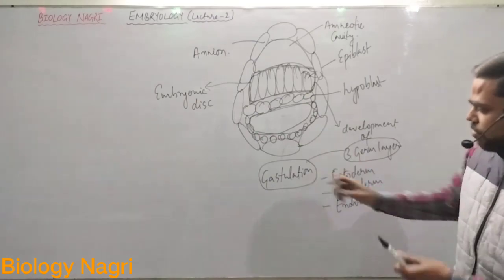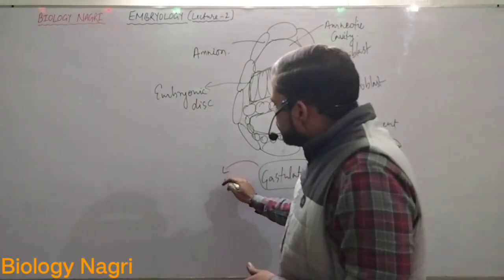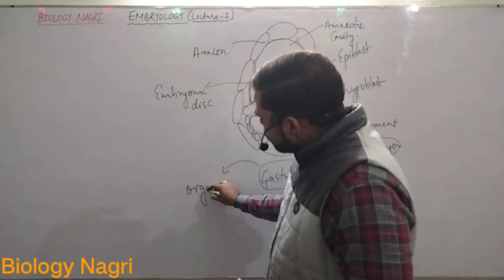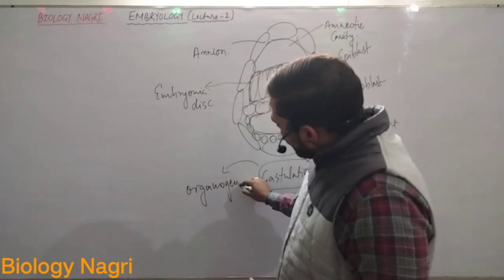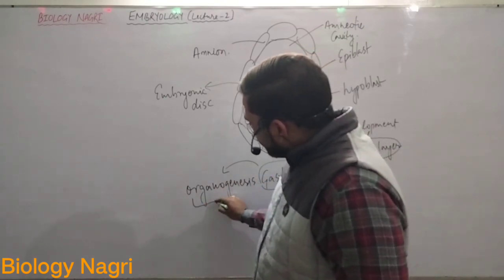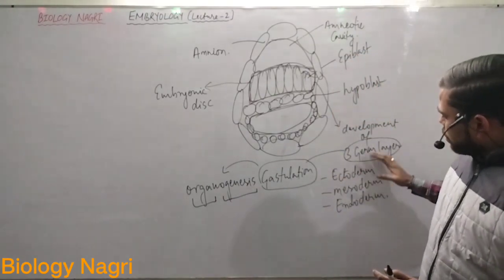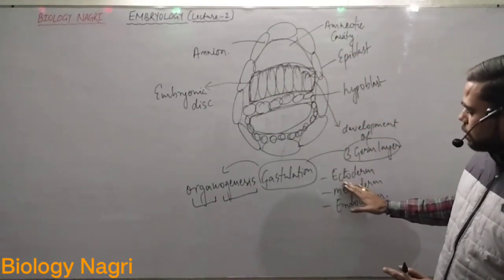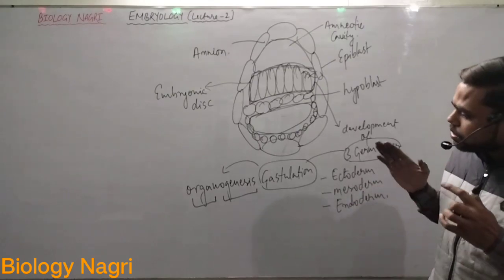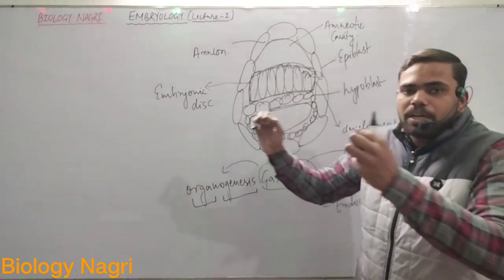Now after gastrulation there will be organogenesis, and organo means organ, and genesis means formation. There is formation of organs from these three germ layers. Some from this and this. This was the concept till the development of organs.